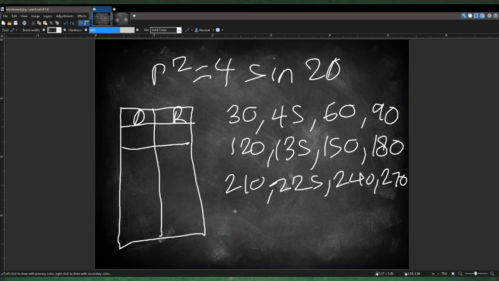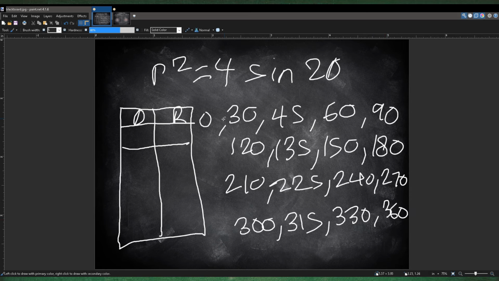Sorry, let me think about this. 270 would be 300, 315, and the 330, I think. Yep, the 330 and 360, which is basically the same thing as 0. You put 0 here. So basically, find out when it's 0. So 2 theta is 0, and you find sine of 0. Sine of 0 is basically 0. So 4 times 0 is 0, so the radius is 0. And then you have sine of 30, so you want to find sine of 30.